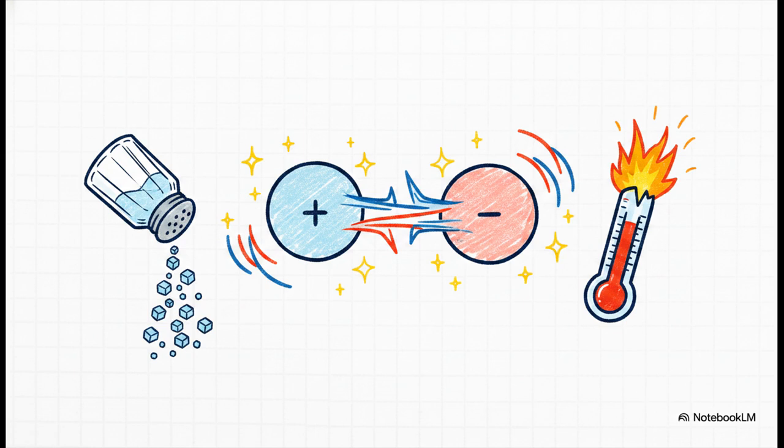This intense attraction between the positive and negative ions creates an incredibly strong ionic bond. Actually, this exact process is what forms sodium chloride, which you probably know better as common table salt. And because this bond is just so strong, it results in compounds with super high melting and boiling points.